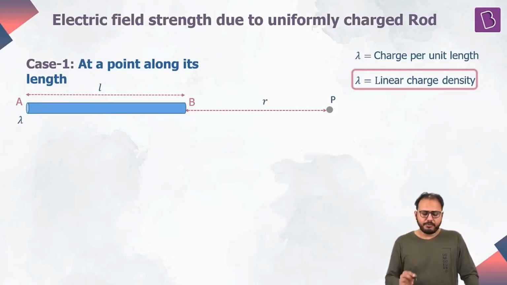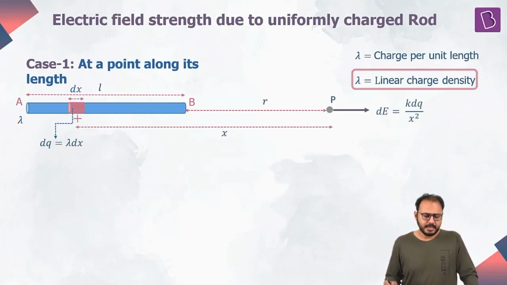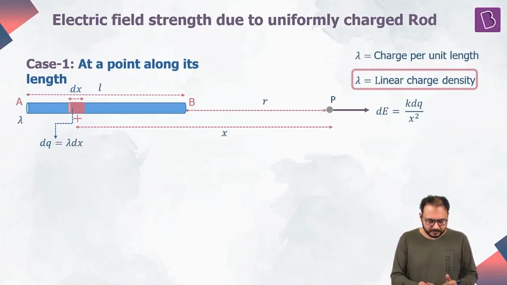Agenda: I want to find the electric field due to a rod AB, which is charged, and the charge density is lambda, and the point is R away from the end B. Take an element dq of length dx. So what is the charge on this dx length? That means what is the value of dq in terms of given parameters? dq will be lambda dx, right?